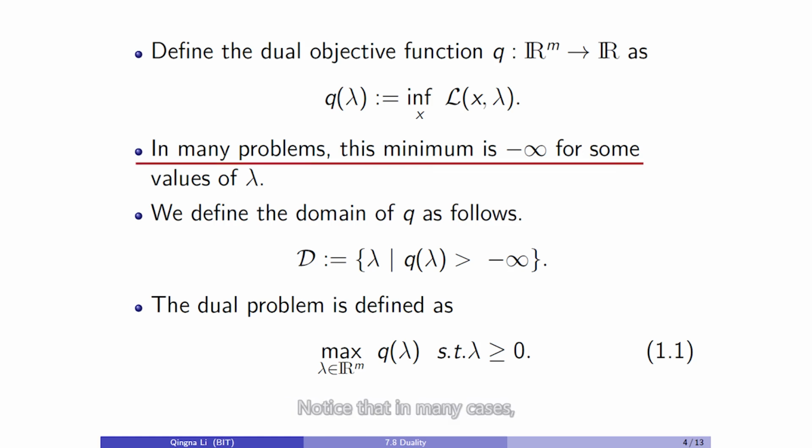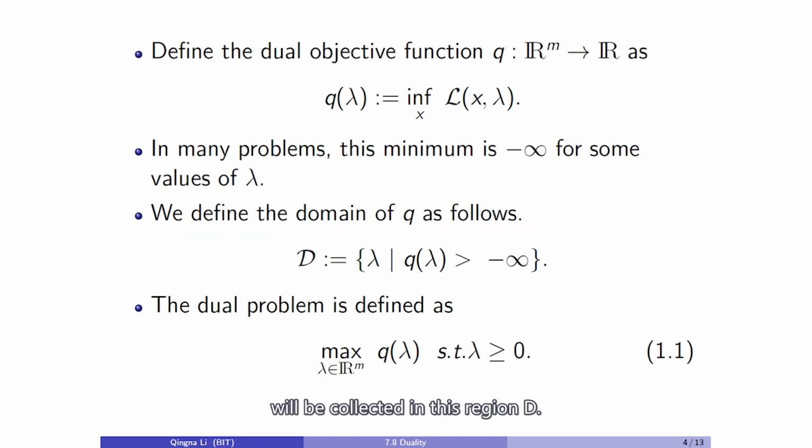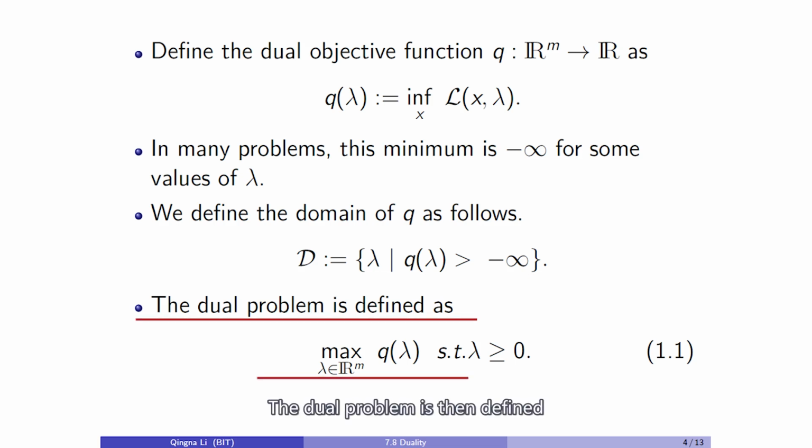Notice that in many cases, the value of q of lambda will be negative infinity. Due to this observation, we can define the effective domain as follows. We define the domain D of q as those lambda for which q is greater than negative infinity, so all the variables which have finite function values are collected in this region D. The dual problem is then defined as the maximum of q of lambda, such that lambda is non-negative. The non-negativity comes from the fact that c(x) are inequality constraints. So this is the dual problem.